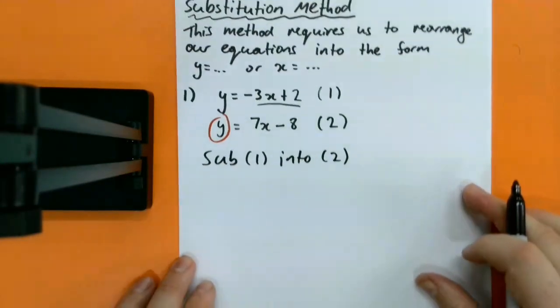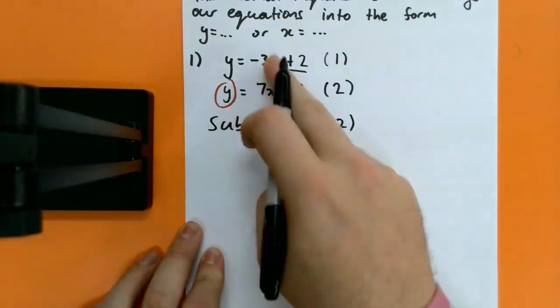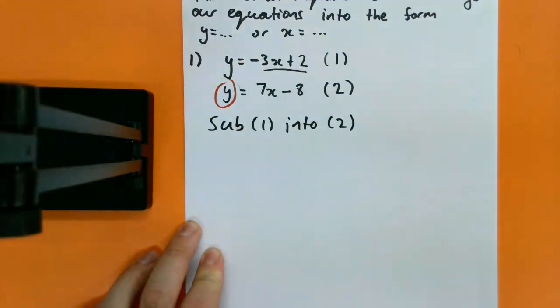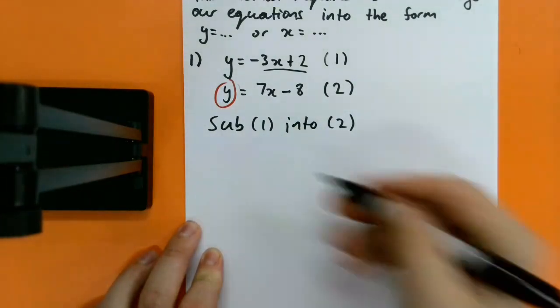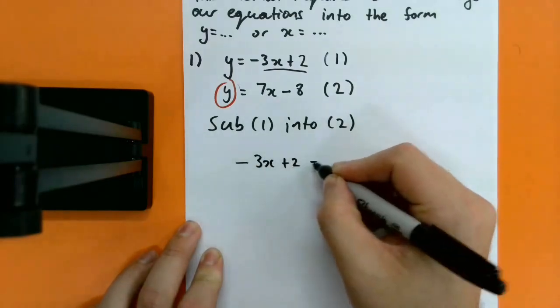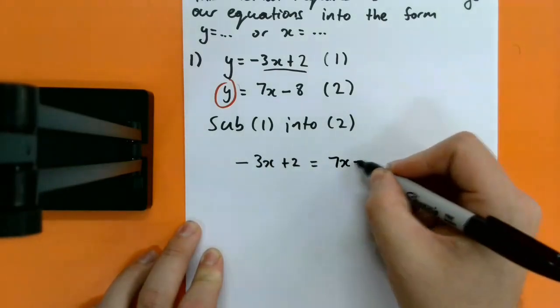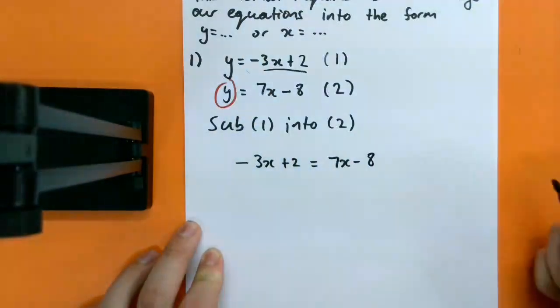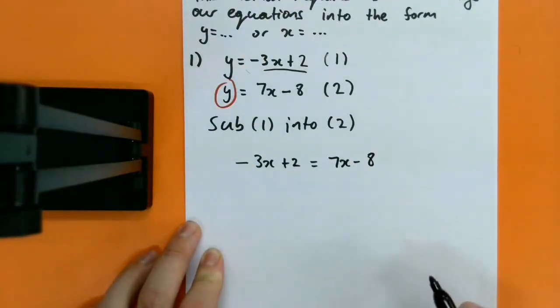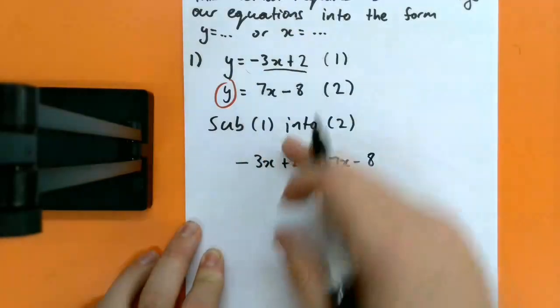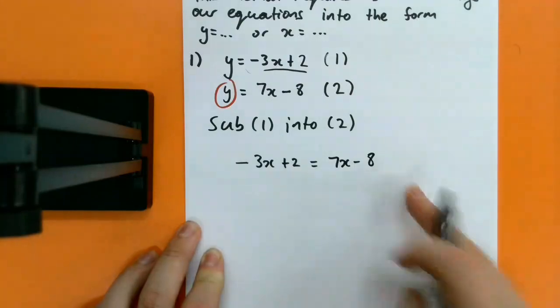So let's go down and do this. Wherever we see a y, we now replace it with the whole expression, not just the negative 3x or the 2, the whole expression. So we have minus 3x plus 2 is equal to 7x minus 8. We can do that because these two things are equal to each other, since they're both equal to y. Now, just like in elimination, we've gotten rid of one of the variables. It's only in terms of x.